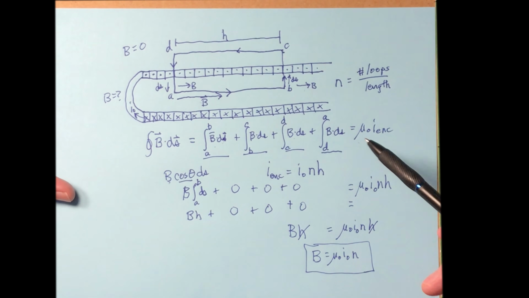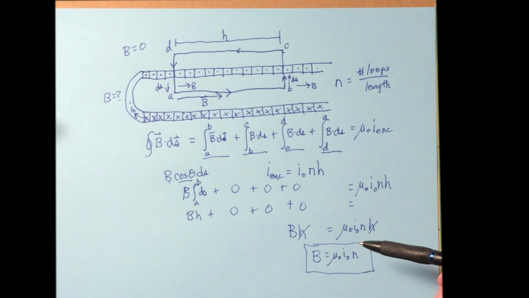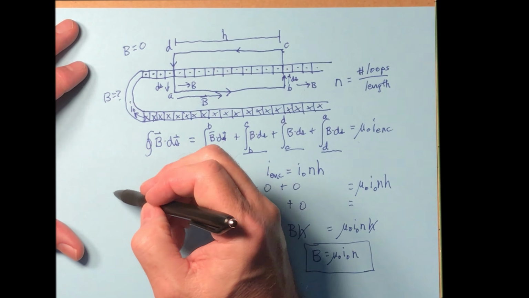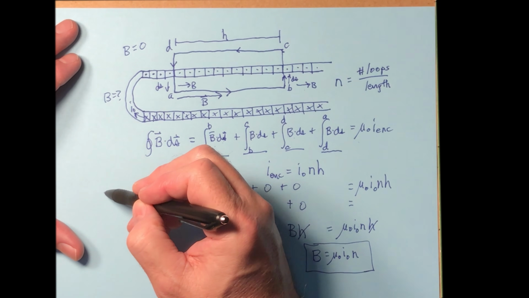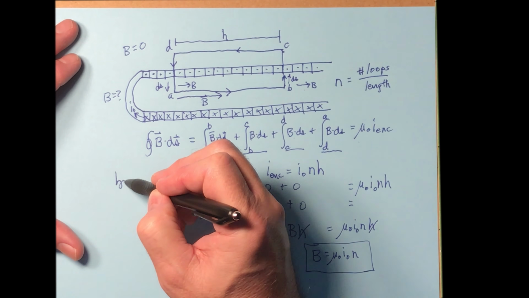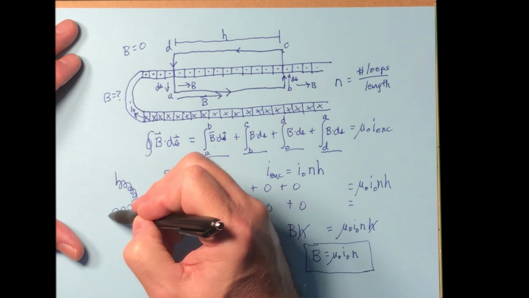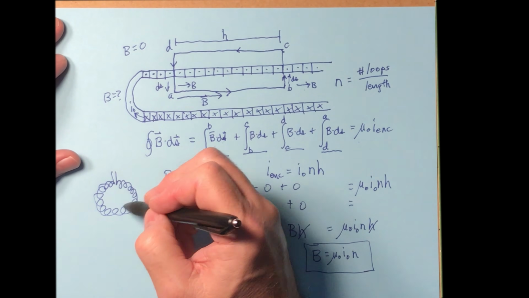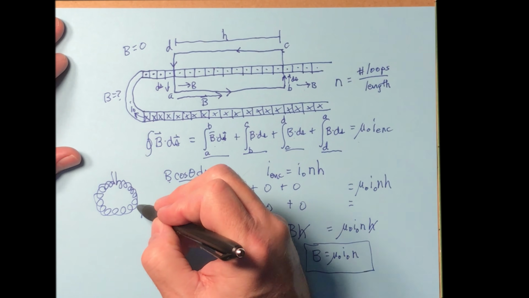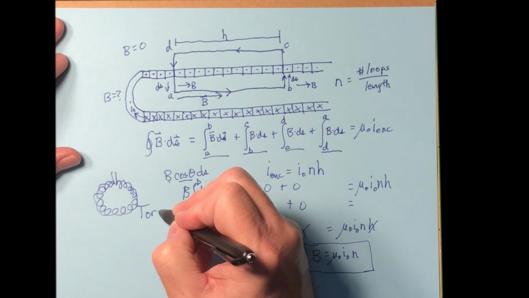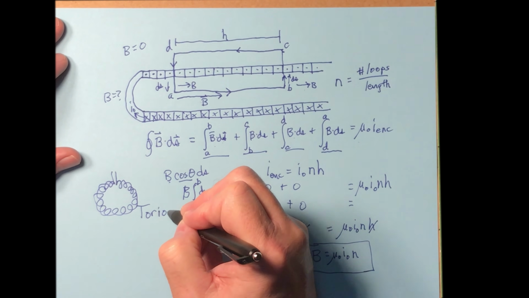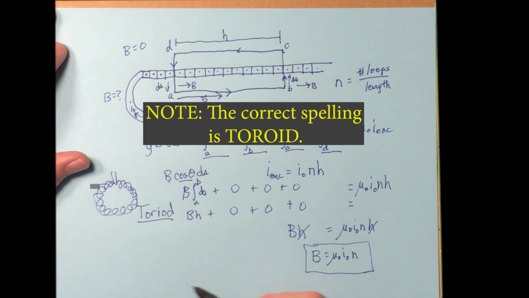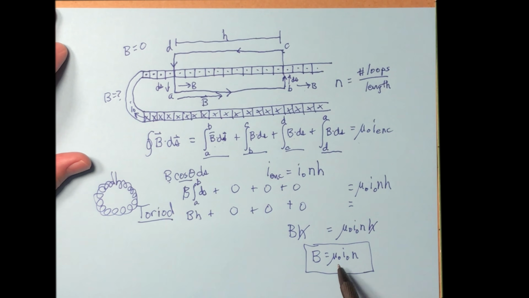Okay, you can take a solenoid like this and wrap it around on itself. When you do that, it's like you take a wire here and wrap it around like that, and it comes out there. You've created a special type of solenoid called a toroid, T-O-R-I-O-D, toroid.